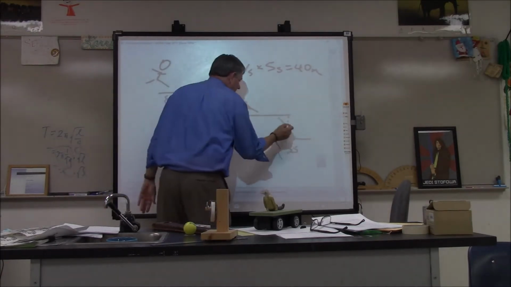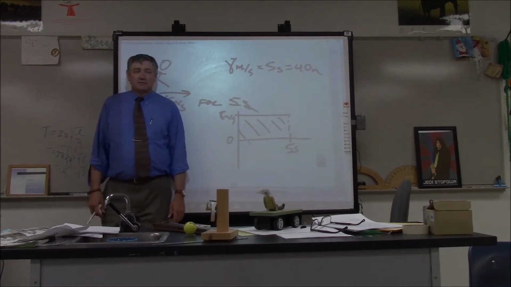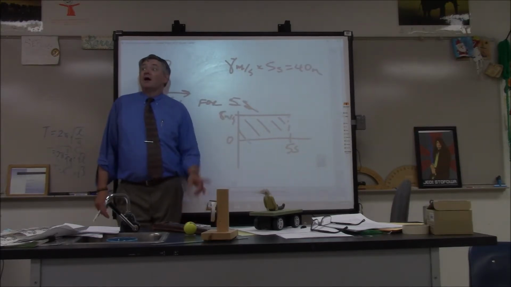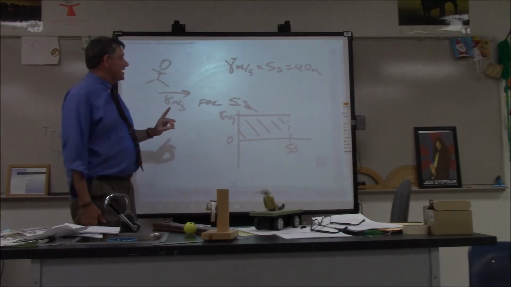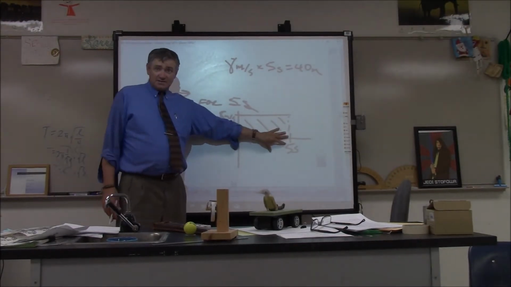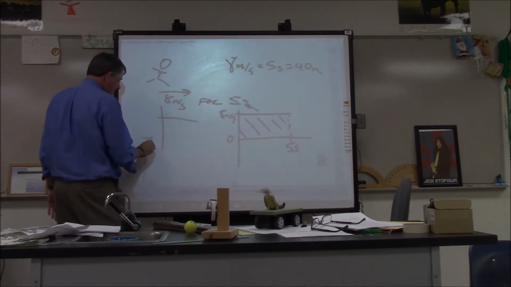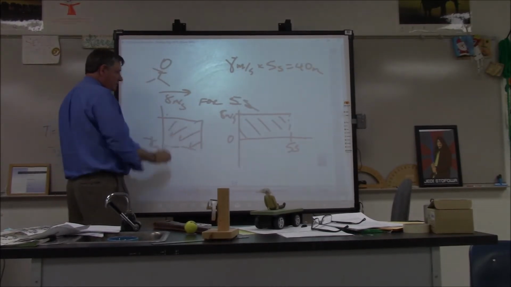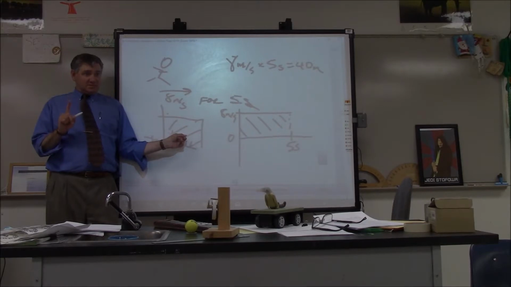So, when I find this area, what am I finding? Distance. Not distance. Close. It rhymes with displacement. Displacement. I'm finding displacement. Okay? Now here's the reason why. The reason I say that it's displacement is because if Shively had been running at negative 8 meters per second, then that area would be a negative 40 meters. Okay? That's why we say that it's displacement.